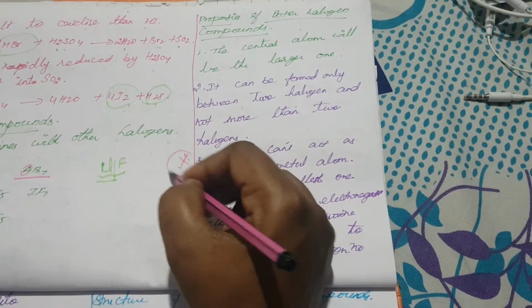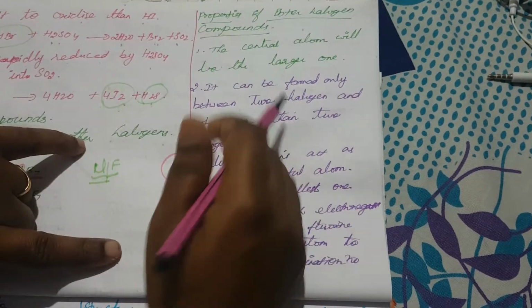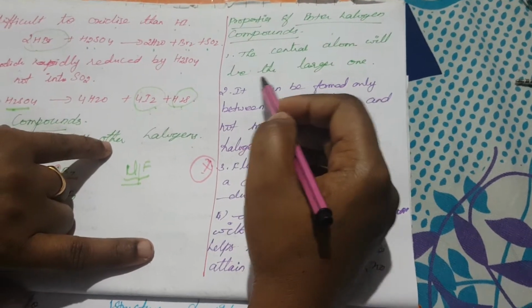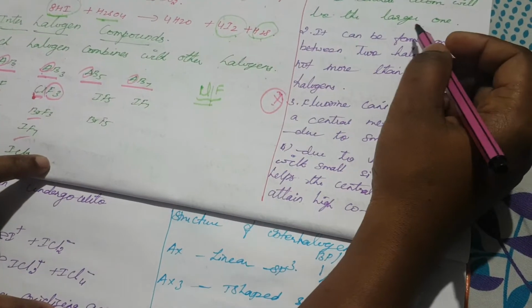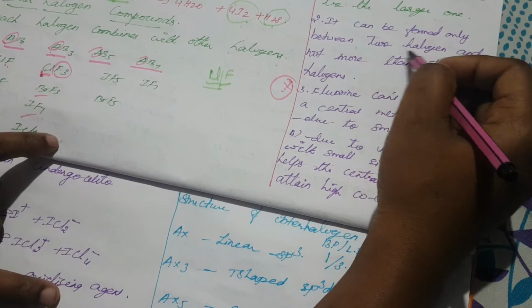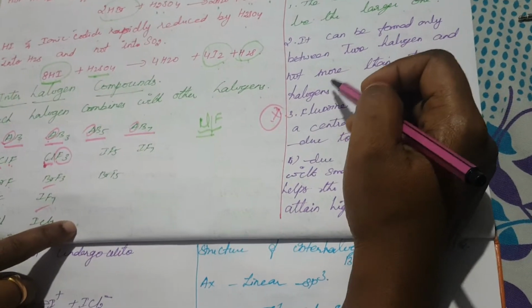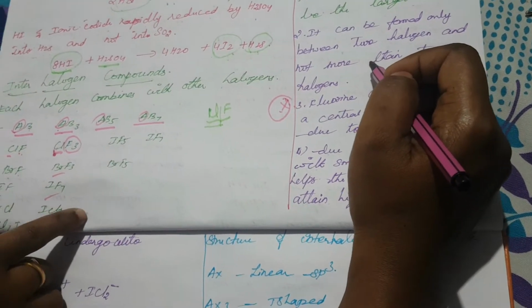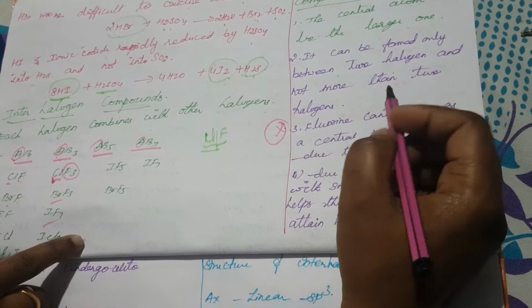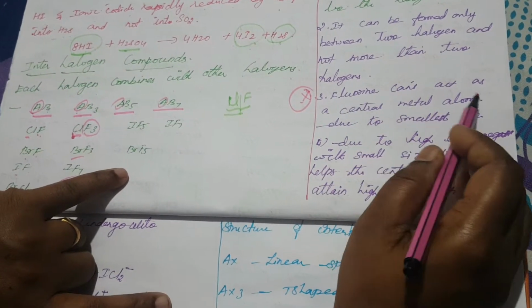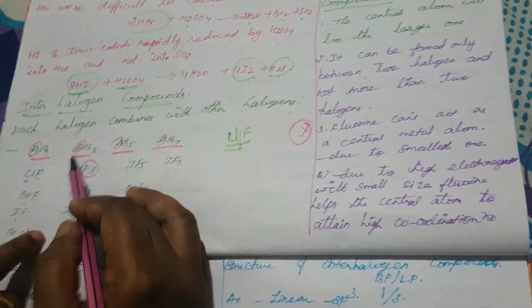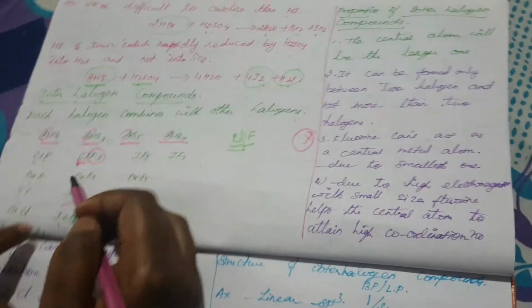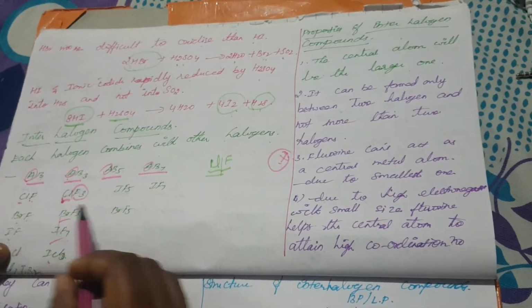What are the properties of interhalogen compounds? This is another important question. The central atom is always the larger one. It can be formed only between two halogens and not more than two halogens. Another point: fluorine cannot act as a central atom due to its small size. I already told you that fluorine does not act as a central atom because it is the smallest one.